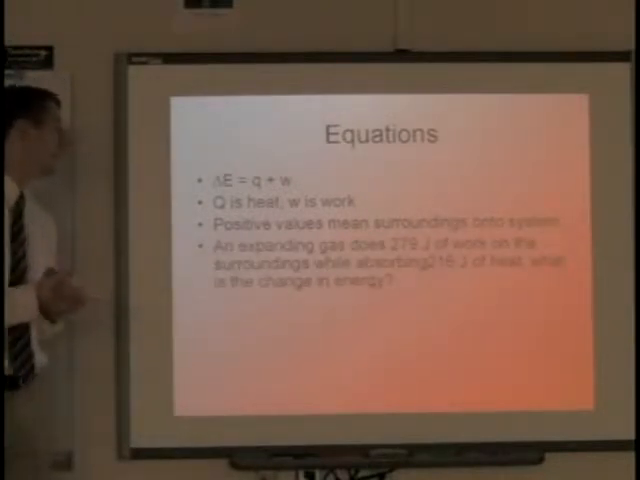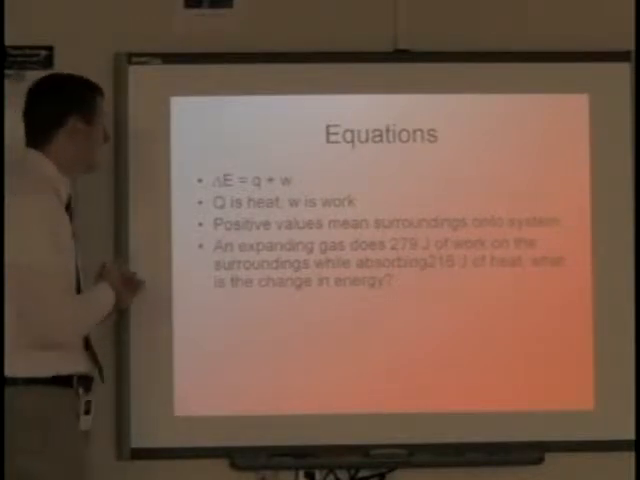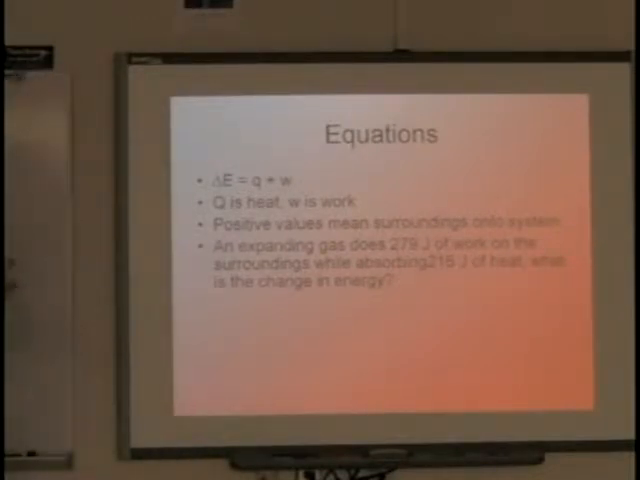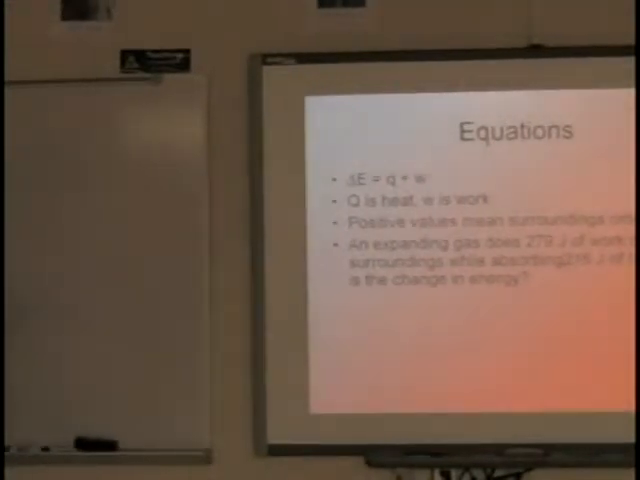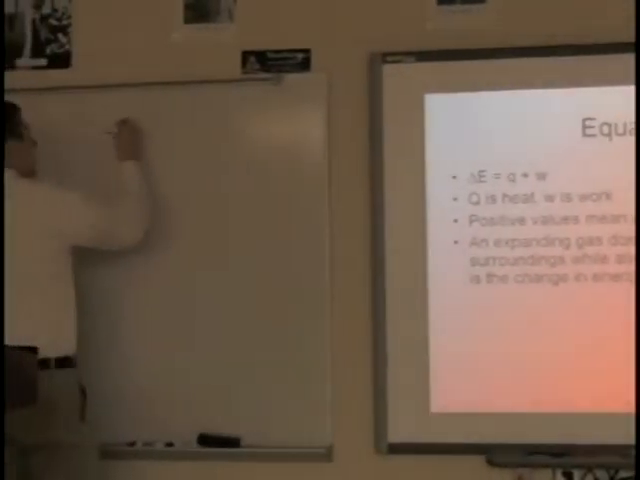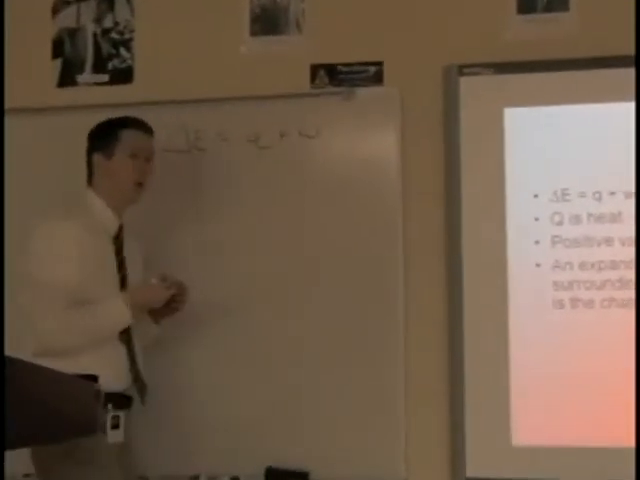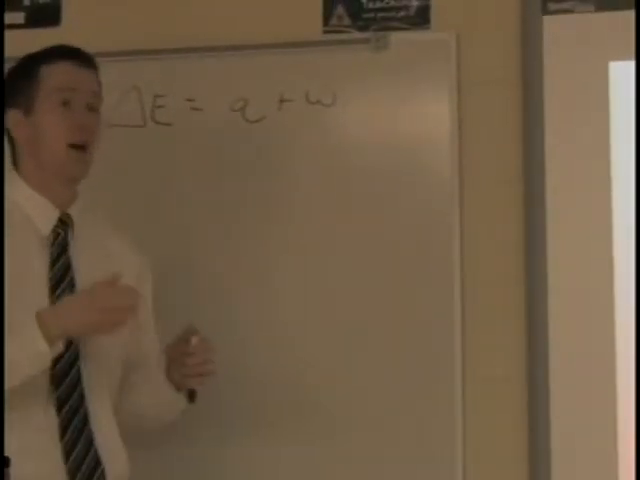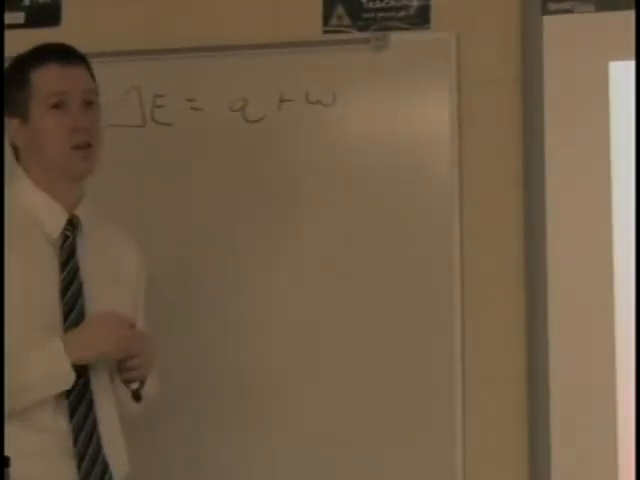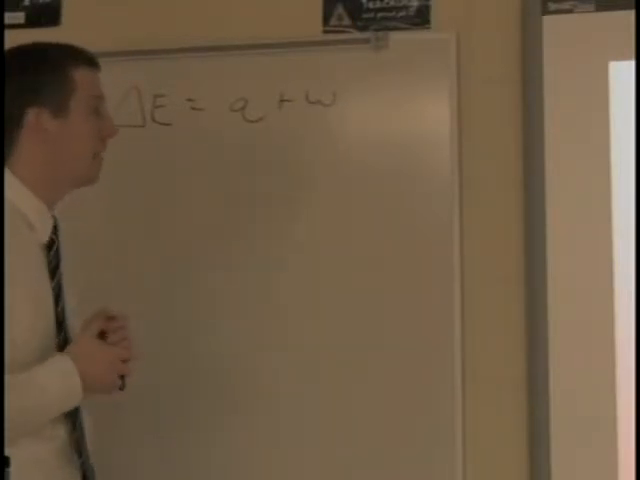An expanding gas does 279 joules of work on the surroundings while absorbing 216 joules of heat. What is the change in energy is the first equation that we'll do up here on the board. So it gives you both a work value and a heat value to solve for the delta E. So once again, delta E is Q plus W. The only thing you have to keep in mind is the positive and negative sign. So once again, system onto the surroundings is going to be a negative value. Surroundings onto the system is a positive value.